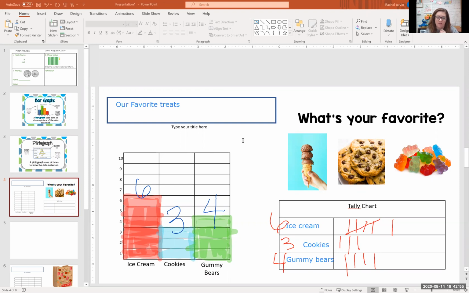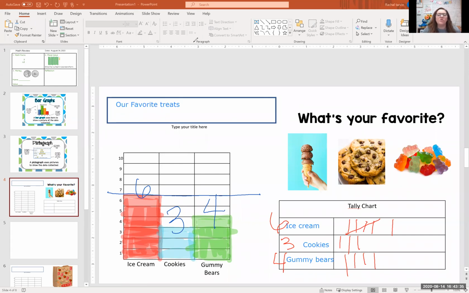You can also answer some questions about this graph. So let's look at some questions that you might find about this type of graph. If I asked you which treat was voted for the most, what would you say? Ice cream, right. You would say ice cream because 6 is greater than 3 and it's greater than 4. If I draw a line over the top, I can see that the ice cream bar goes higher than all the other bars. So I know that 6 or ice cream is the most.